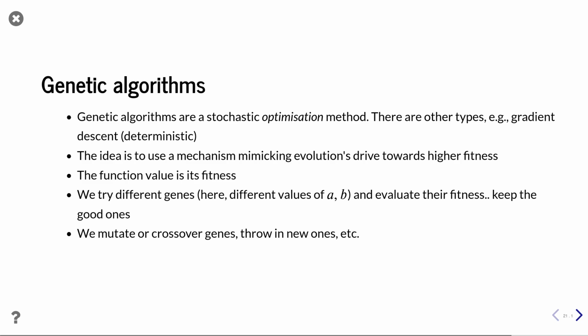I take these values of A and B, I'm going to take a bunch of them. I'm going to take a lot of genes, each one of them is going to be two values, A and B. And I'm going to evaluate the fitness of all these genes. That means I'm going to evaluate the function value for all these different random values of A and B. The good ones are the ones that maximize the fitness. Those good ones I'm going to keep.